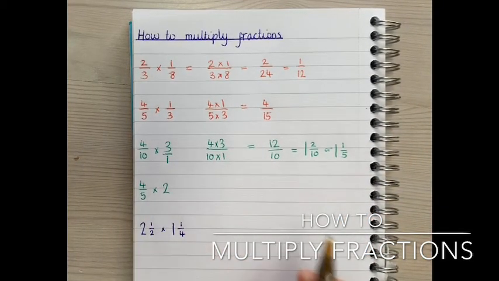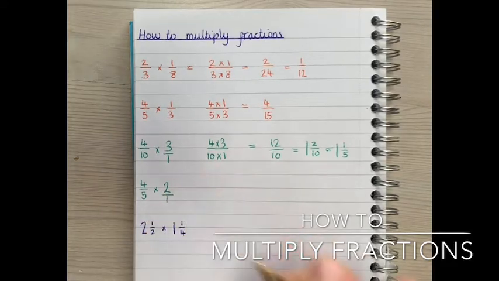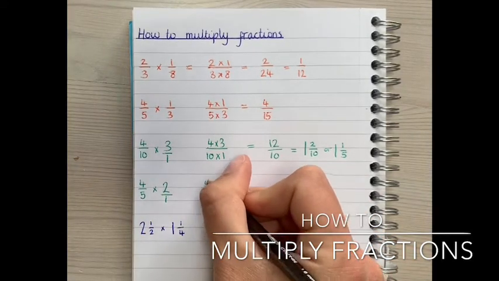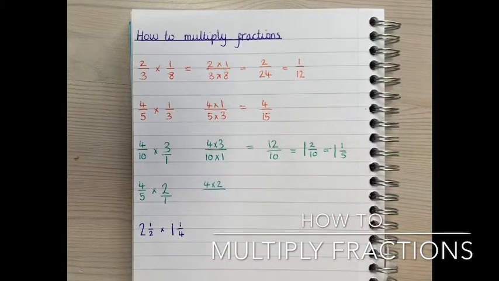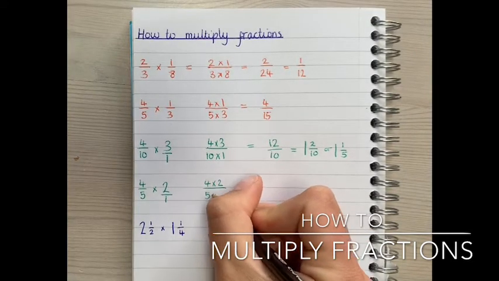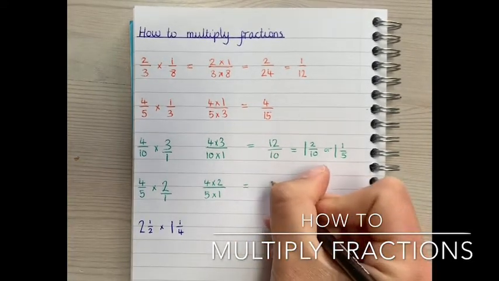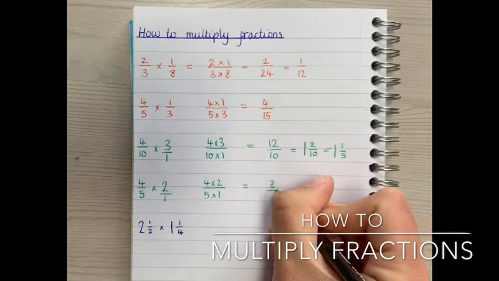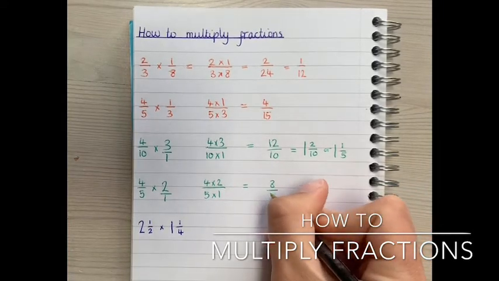Okay, I'm just going to do this one again. We put the whole number over a denominator of 1, and then I can start by multiplying the numerators and then the denominators. So 4 times 2 is 8, and 5 times 1 is 5.